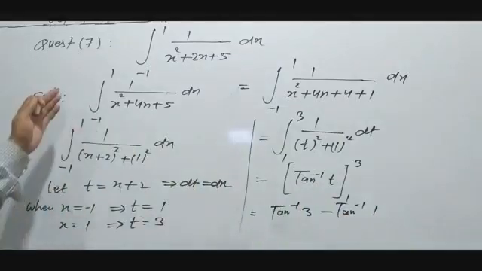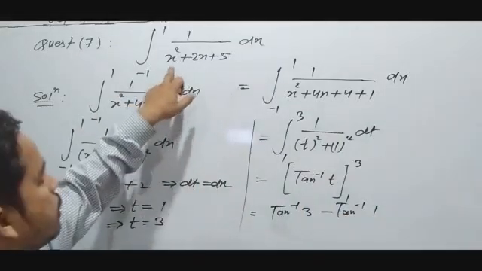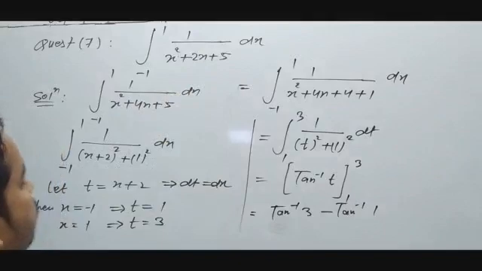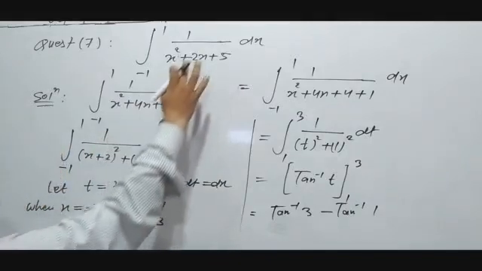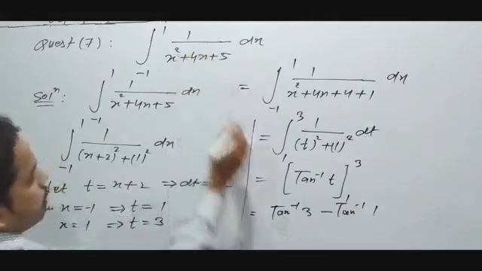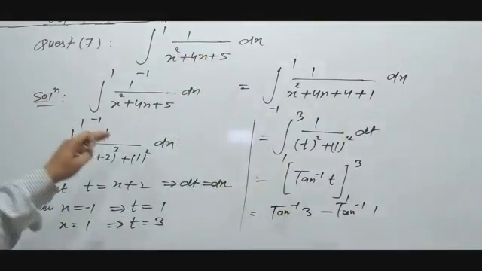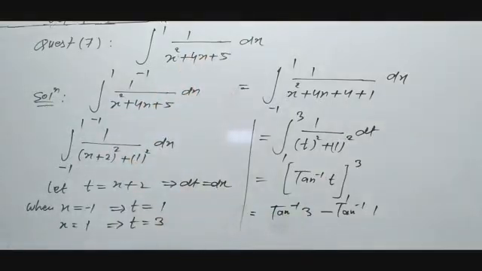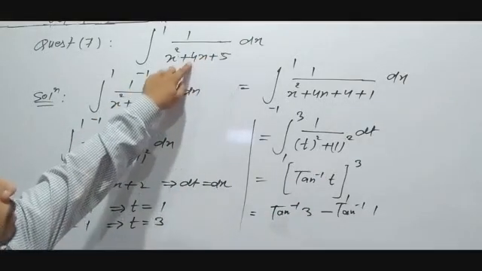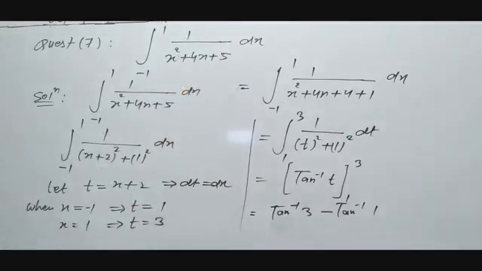In NCERT question number 7, this is given x square plus 2x plus 5, and I have taken x square plus 4x plus 5. So when you take x square plus 4x plus 5, you will get the same result. Similarly, when you put 2 at the place of the coefficient of x, you can simplify the same questions. This is the same procedure. Now come to question number 9.